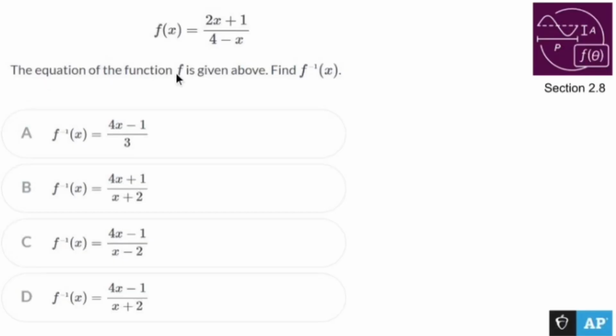The equation of the function f is given above. I need to find f inverse of x. All right. The way you find the inverse is, first things first, I'm going to call f of x y because it's easier for me to deal with.